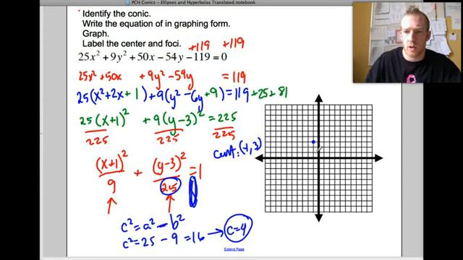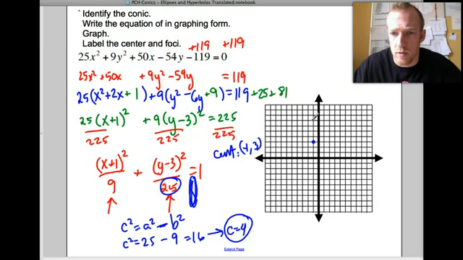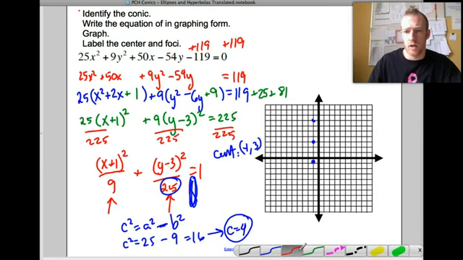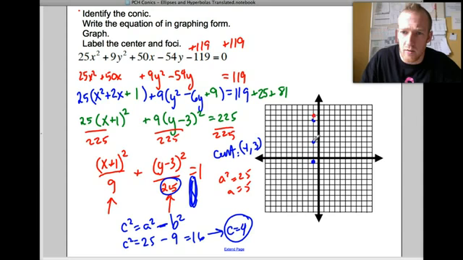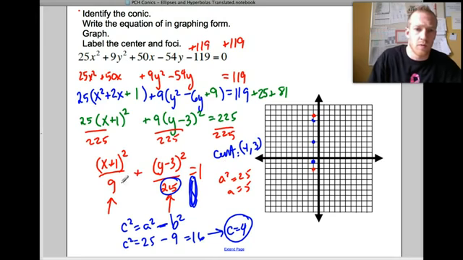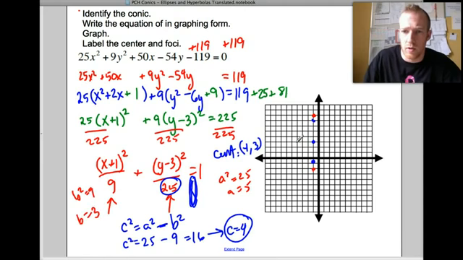So our foci are 4 units up and 4 units down, and then we've got to do our a and our b. This is a squared, so since a squared equals 25, a equals 5. So there's 5 up from the center, and then 5 down from the center gives us this, and then b squared equals 9, so b equals 3. So we're going to do 3 over, and there's 3 from the center.